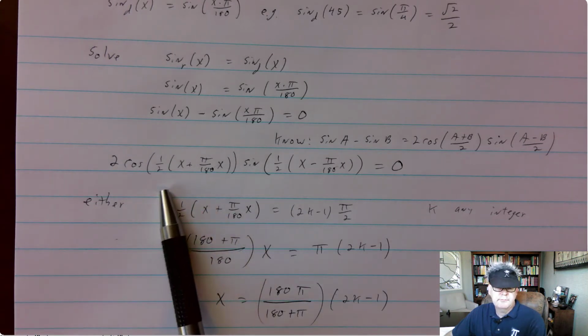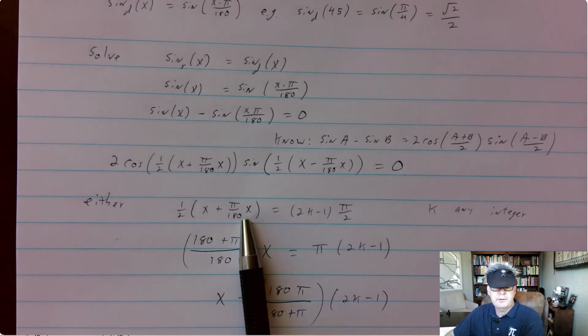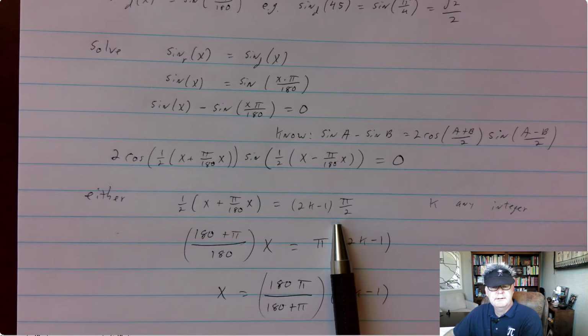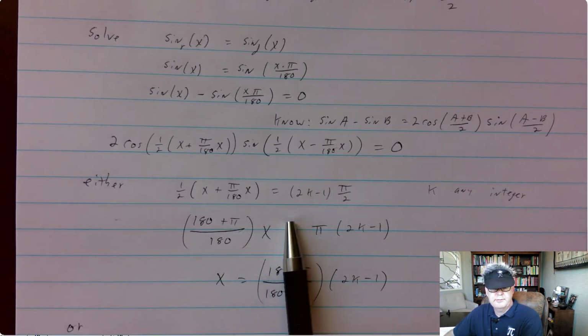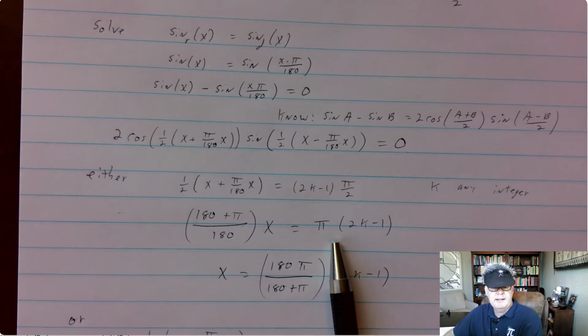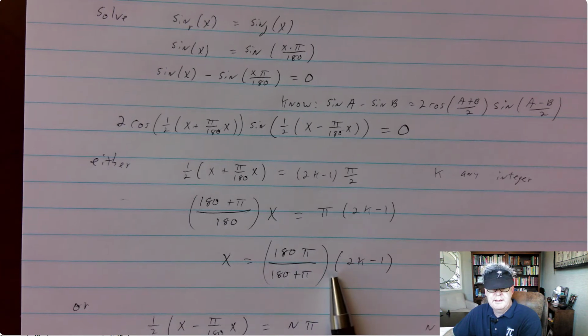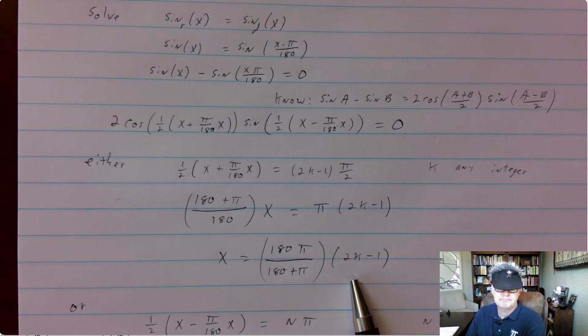So for cosine to be 0, I need this argument of cosine to be some odd multiple of pi over 2. And so I can just double both sides, get my common denominator, and solve for x, and then I get this value. So I didn't have these values before. So these are new values, so all odd multiples of this quantity.